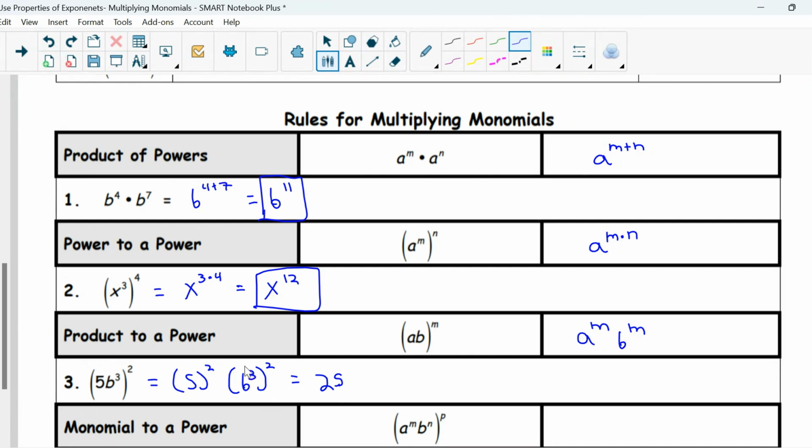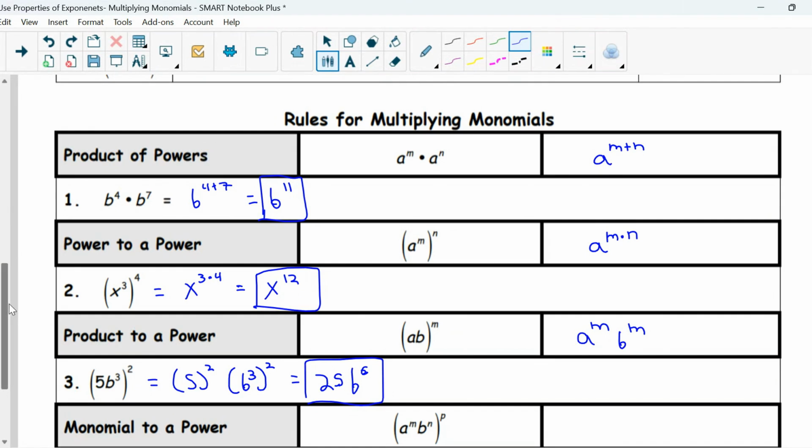And you'll notice in our second example, we have power to a power. We have b cubed to the second power. So we're going to multiply our exponents. 3 times 2, that gives us b to the sixth power. Okay.